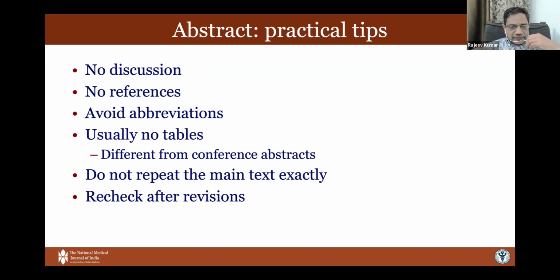There is no discussion, like we have said. There should generally be no references, except if you're doing a conference abstract. Some of the conference abstracts, like I said, allow references, in which case it's fine. You can put in an abstract reference.